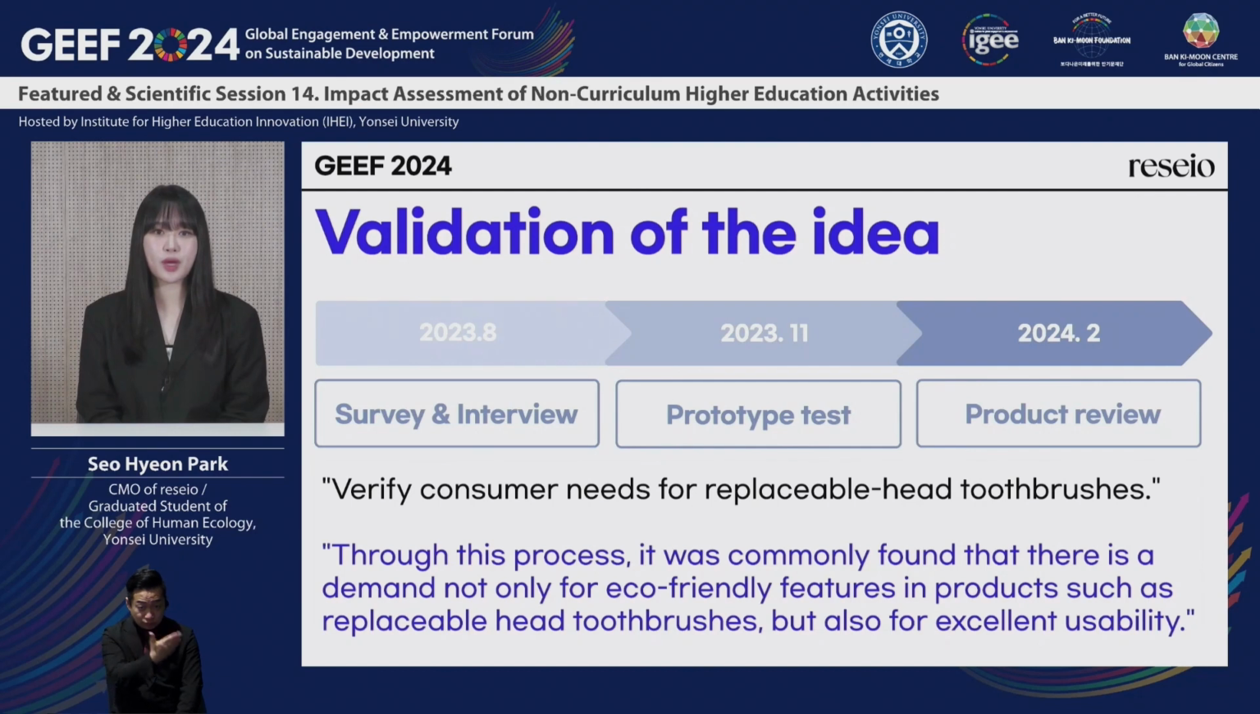The Risio team conducted surveys, user interviews, and validated that there was a specific consumer need for a head replaceable toothbrush. We worked with raw material partners to develop new materials to replace plastic. And then we researched materials, made our own molds, prototyped them, tested them, and even created a pilot group to carry on trials. In the process, we found that consumers had a similar need for products that felt good to use while being environmentally friendly.